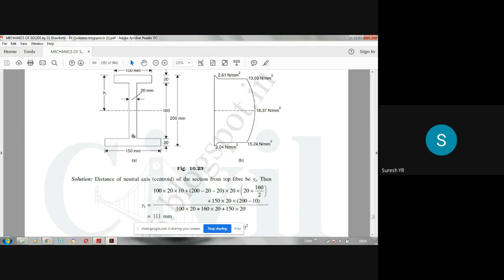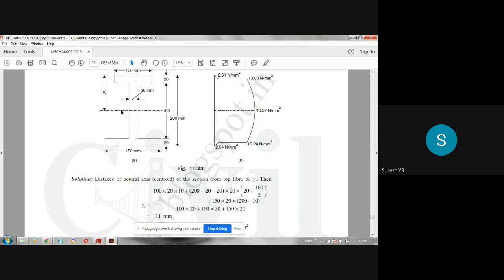Next, for the bottom rectangle, area is 150 by 20, into the distance from the top fiber to the centroid of this bottom rectangle, which is 20 plus 160 plus 10, half of this. That is 190. This is the numerator, divided by the total area: 100 into 20 plus 20 into 160 plus 150 into 20. If you do that, you will get the distance of the centroid of this I section, YT or Y bar. T stands for distance from the top fiber.